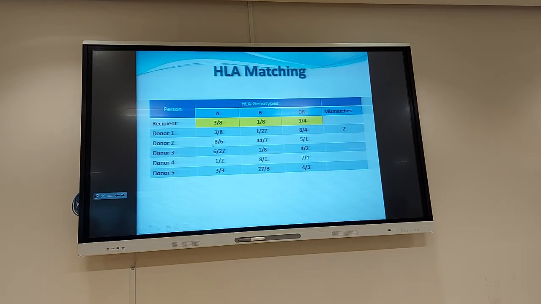So with donor 2, how many mismatches would you see? There's one mismatch here. There are 2 mismatches here. And 2 mismatches here, which makes a total of 5. Okay?